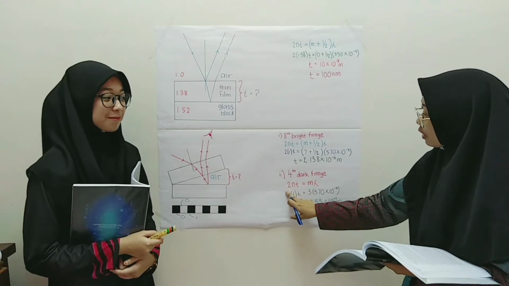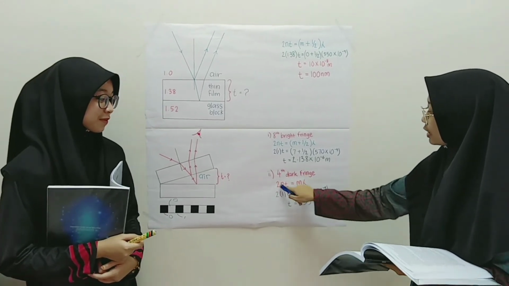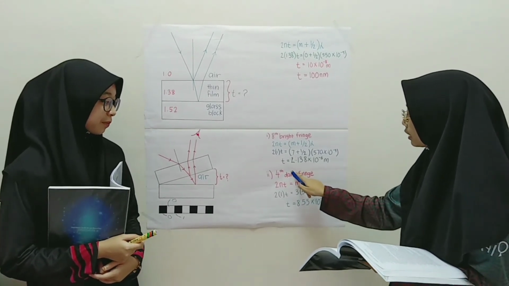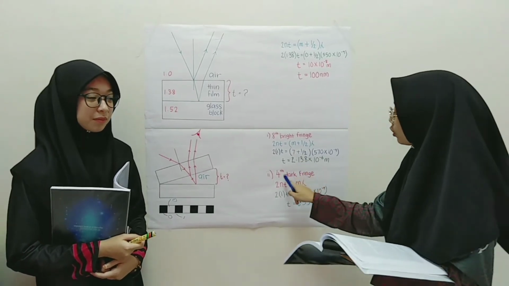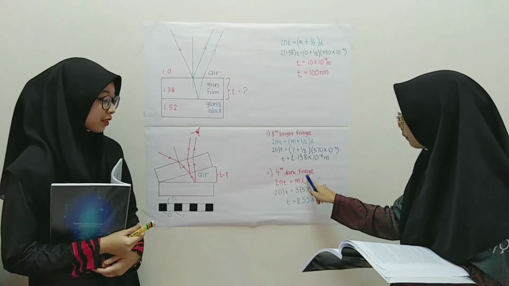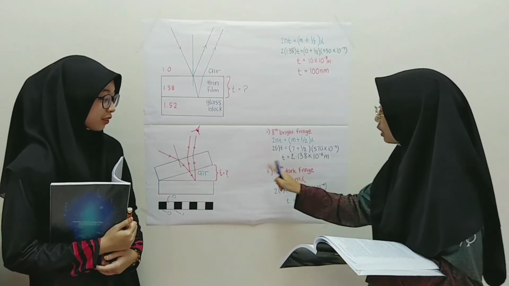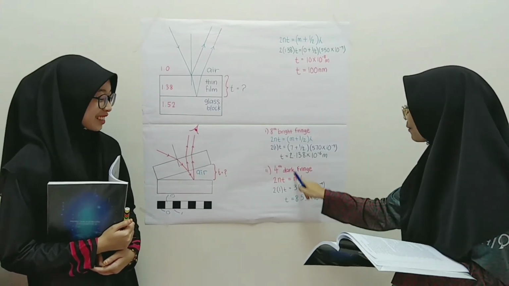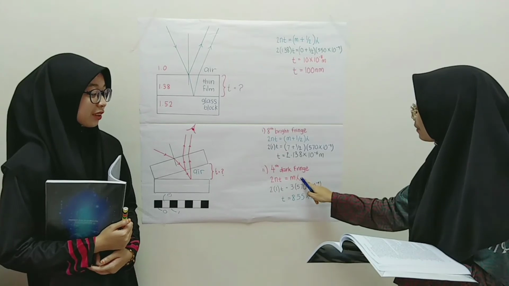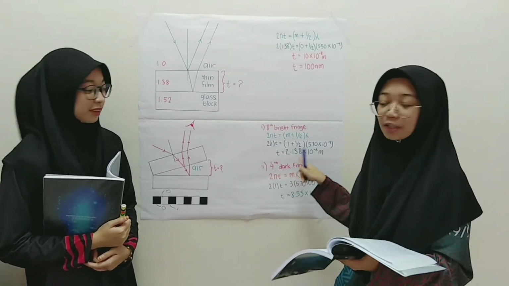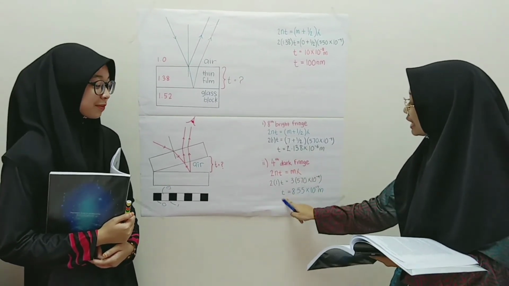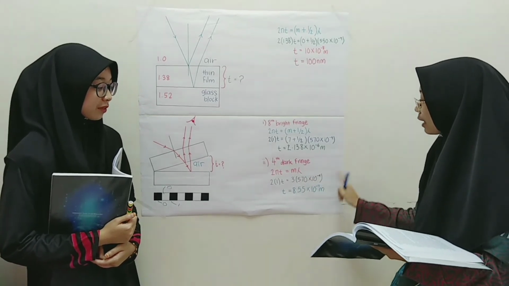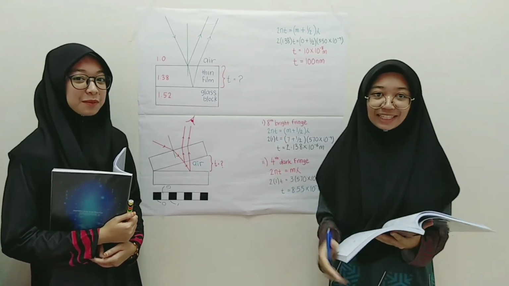For the second one, for the dark fringe, we use this equation. For the dark fringe, destructive interference, 2nt equal to m lambda, refractive index of air 1, and m is 4 minus 1, 3, lambda 570 times 10 to the power of negative 9. So the thickness is 8.55 times 10 to the power of negative 7 meters.